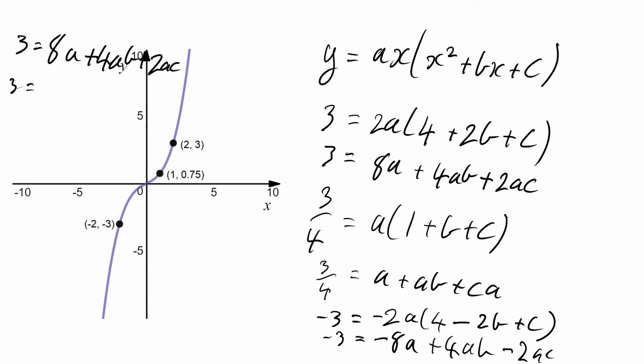2ac, 8a minus 4ab, 2ac. I will let them equal each other. These will cancel, and I'm left with this. I can divide by 4a on both sides, and I have b equals negative b, and that is only true if b is 0. So b must equal 0.